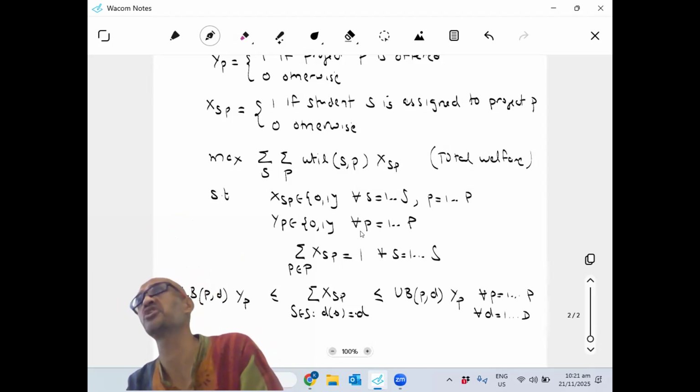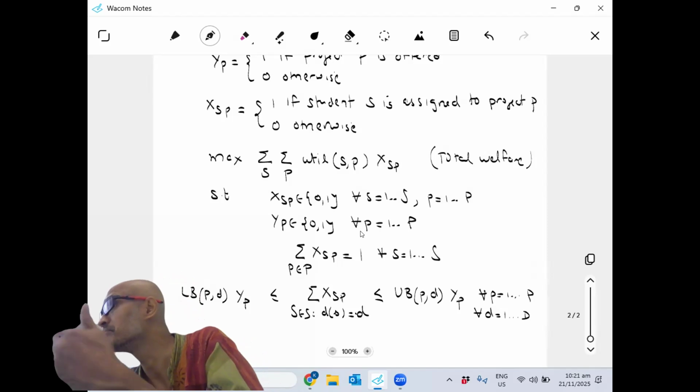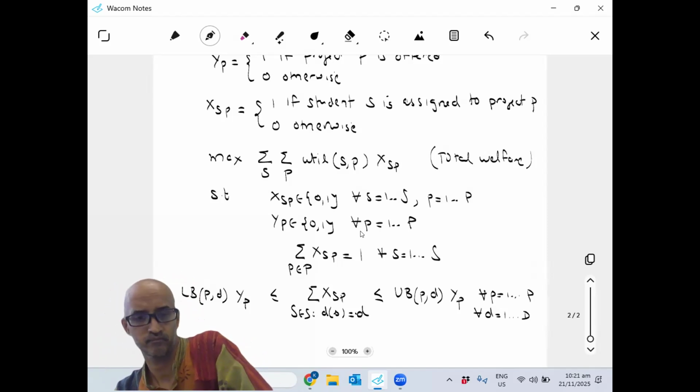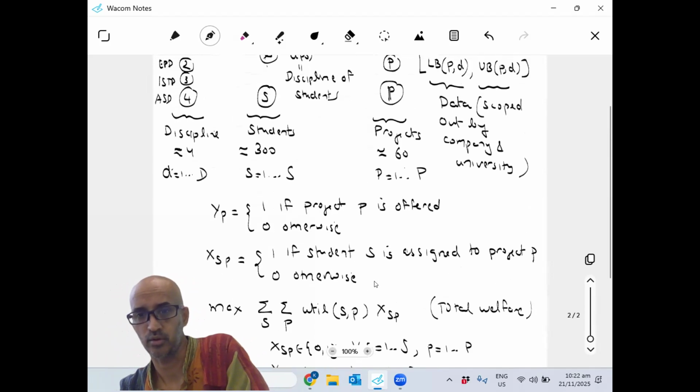That's it. That's an integer program. You solve this integer program, it solves in about a minute or 2 minutes. Okay. Why is it not necessary to keep Y_P in the optimization function? In the first part, the objective.